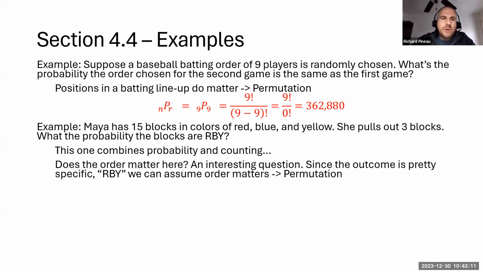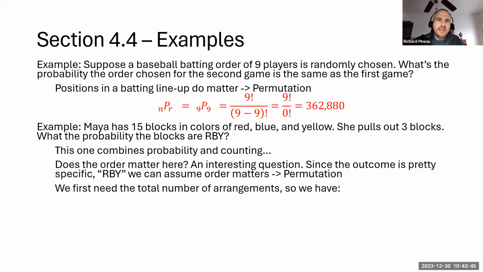Now, the outcome is pretty specific if you consider this, where it says RBY. They didn't just say, what's the probability that one of the blocks is red, one of the blocks is blue, and one of the blocks is yellow. This is pretty explicit that it's RBY. So I'm going to assume that this is a permutation because the order matters. Some of you out there might argue differently, and that's fine. But because I see it listed as RBY, I'm going to assume that this is a permutation. Otherwise, they would have said just a selection of a red, a blue, and a yellow. In this case, it is pretty explicit.